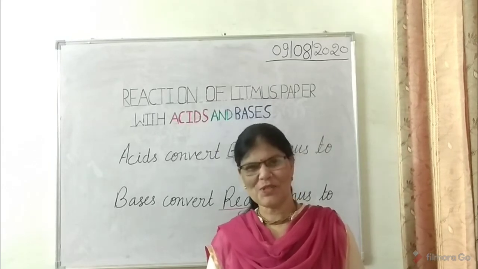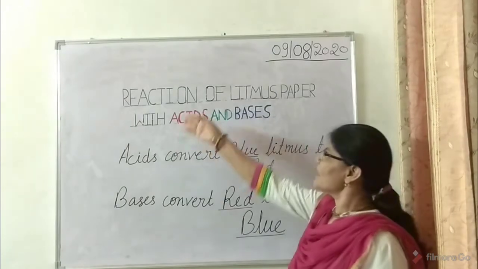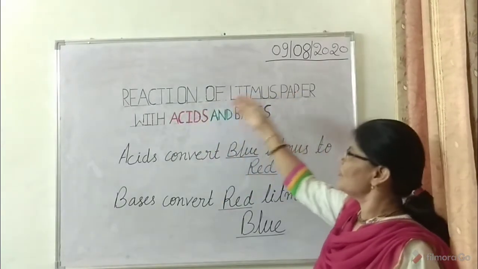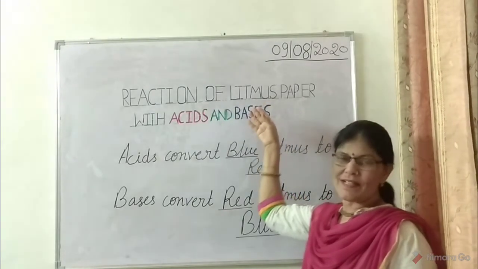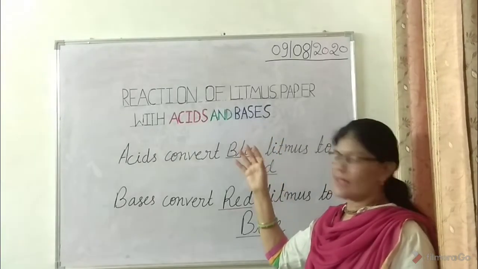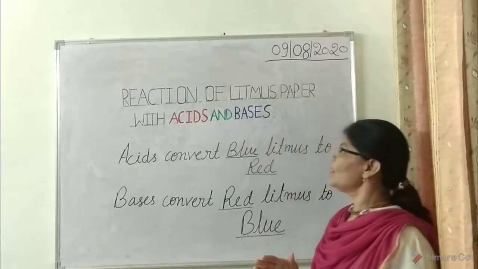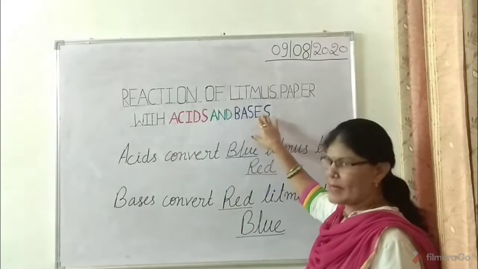Hello children, today we are going to perform an activity showing the reaction of litmus paper with acids and bases. This is of class 7. Chapter is acids, bases and salts. So here we are going to show the activity in which reaction of litmus paper with acids and bases.